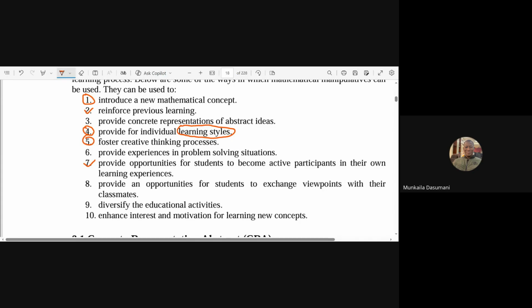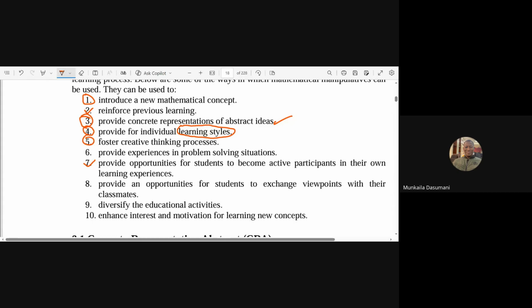We have Amos. Okay. So I want to talk about the third point: provide concrete representation of abstract ideas. Most of the math topics that we teach are taught abstractly, and some of the students may not understand. But if we provide manipulatives, using them will make the lesson more concrete, more enjoyable to them, and they will understand.